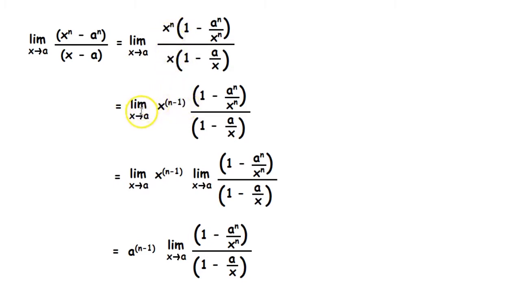So now what we do is we apply the limits separately to both of these. So the limit of x to the power n minus 1 as x tends to a will give us a to the power n minus 1. So now for the second limit, we use geometric series to get our answer.